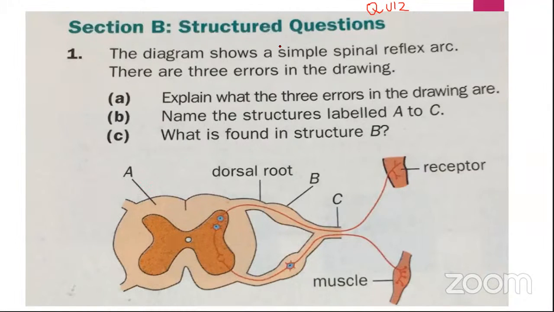So the diagram shows a simple spinal reflex. Okay, a simple spinal reflex arc, and there are 3 areas in the drawing. Explain what the 3 areas in the drawing are. Can you be able to identify errors from this drawing? Can you? Hey, can you be able to identify the errors?